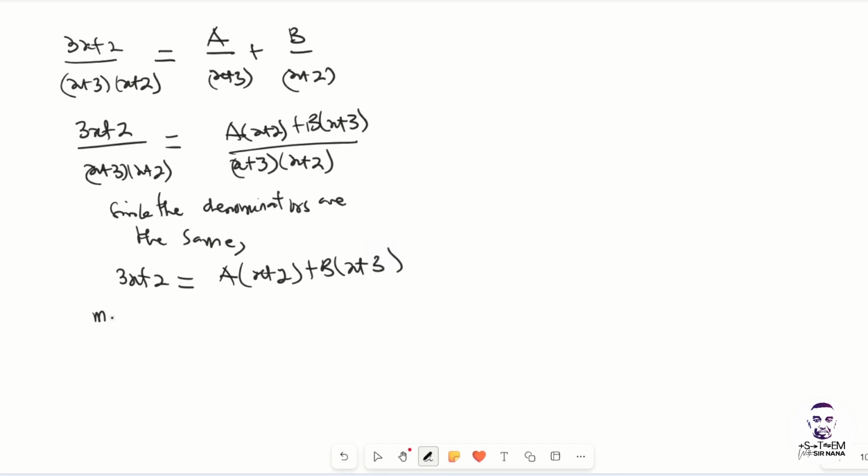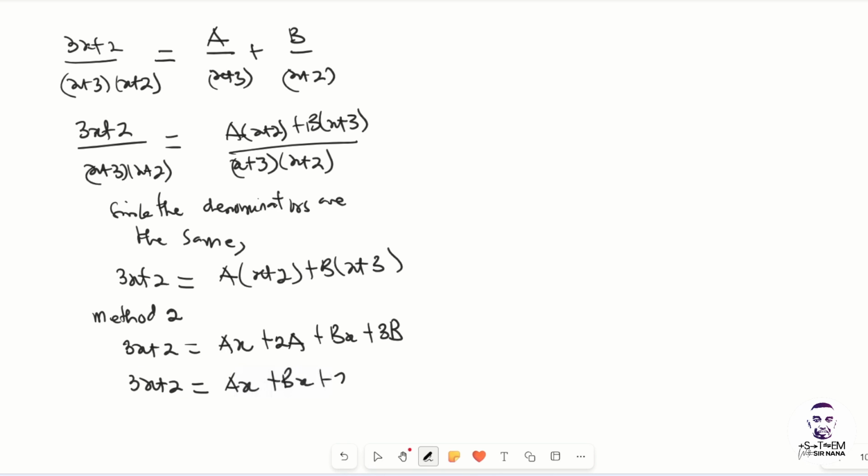Now we want to look at the alternate method, so a second method. So you can use any of them when you are solving for these questions. So what we need to do is that we'll take the left hand side, which is 3x plus 2, and then on the right hand side we expand. So we get a multiplying x plus 2a plus b multiplying x plus 3b. Then we group like terms. We pick all the ones with x to one side and then all the constants to another side. So you are going to have 3x plus 2 is equal to ax plus bx plus 2a plus 3b.